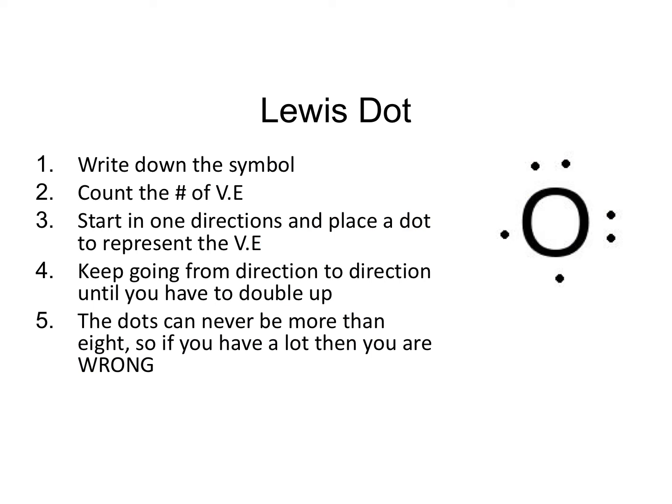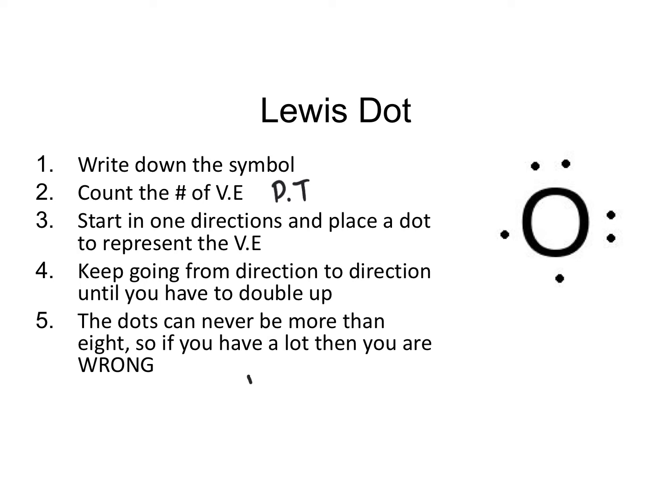All right, so Lewis dot, also called electron dot diagram, is when we write down the symbol of the element. We look at the number of valence electrons, that's from your periodic table. We just had that slide about it. You start in one direction, you place a dot, and you keep going around, putting 1 in each direction until you have to double up, and then you stop when you run out.